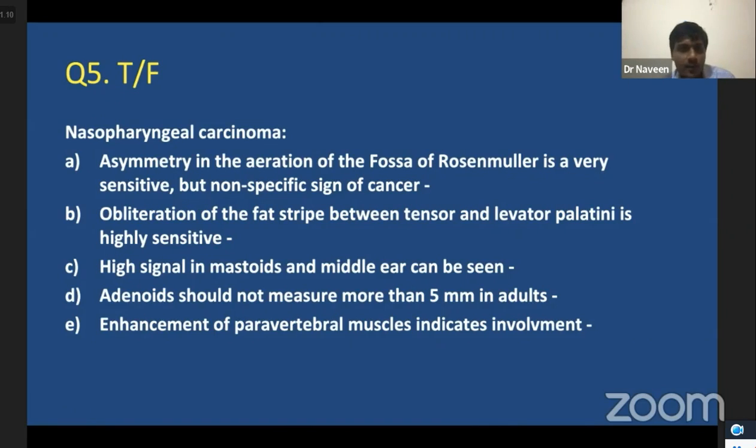Someone has answered true, false, true, false. Correct. First one is true. The asymmetry in the aeration of fossa of Rosenmuller is a very sensitive sign, but not a specific sign of cancer.